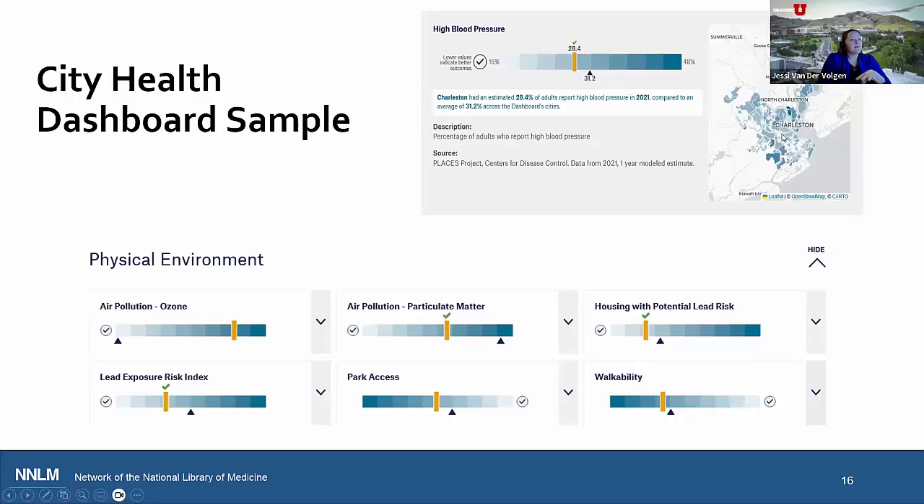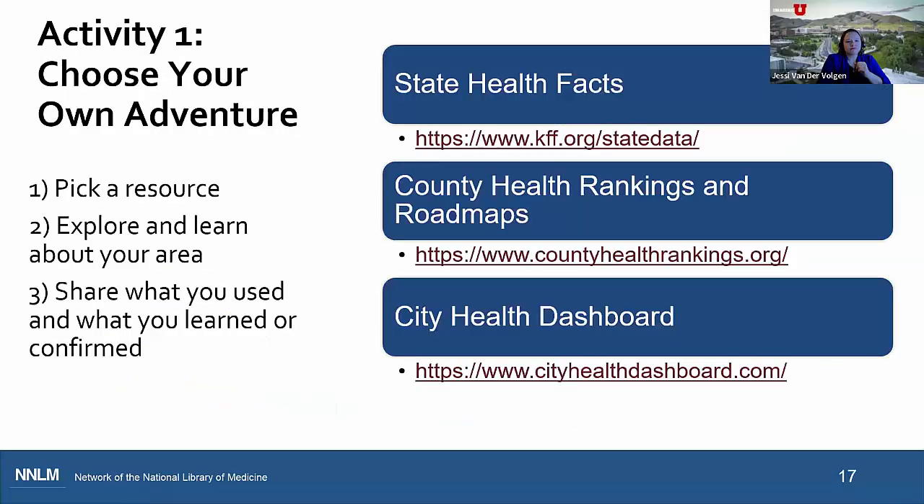But again, looking at that map shows you that it's actually a more complex picture than one single number can relate. And you can look at the other factors. These are the physical environment factors, but you can see the behavioral health and other things too.